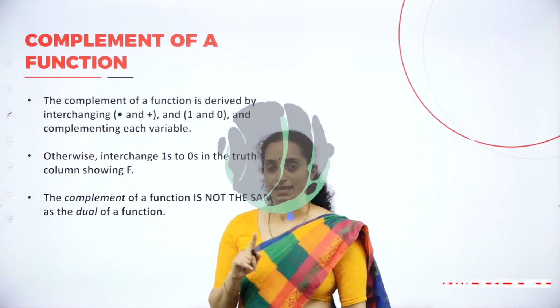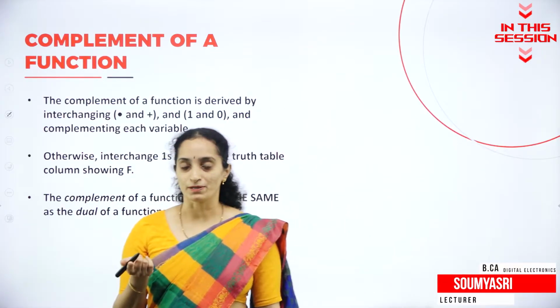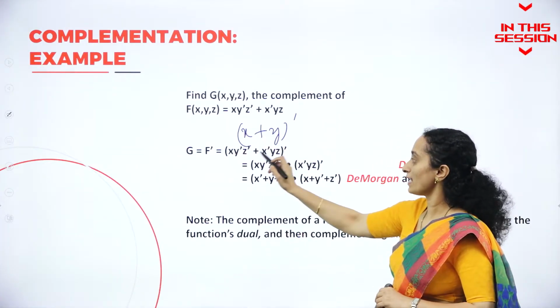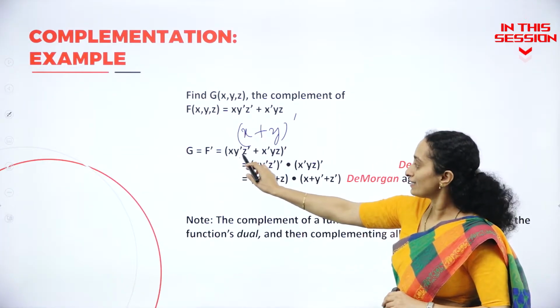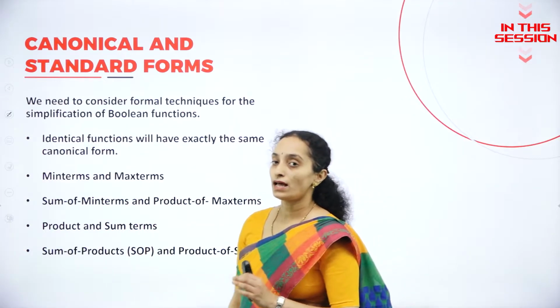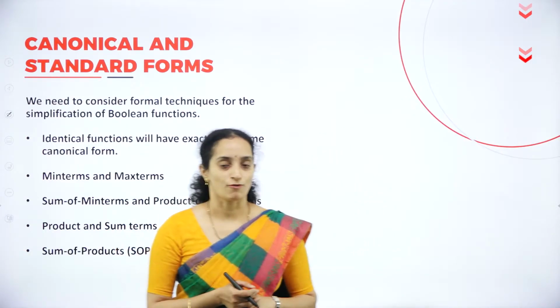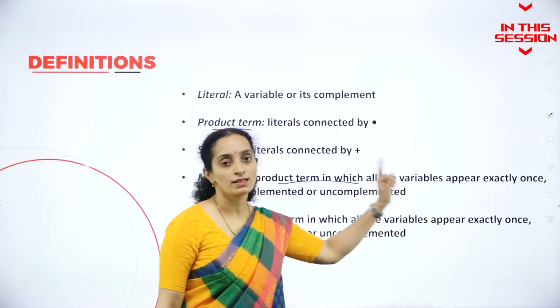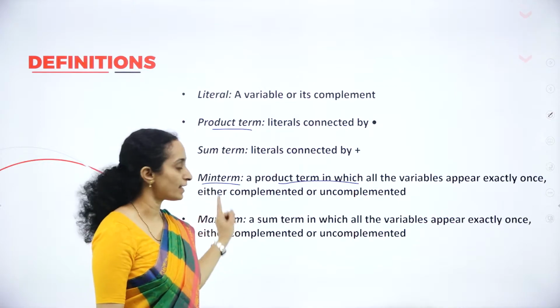Function, if it is there, you have to use the complement. Why do you need complement? Whole dash. This will become x dash. X dash here is x into y dash into z dash. Finding out the canonical and the standard forms. What are canonical and standard forms? All the variables appear exactly once.